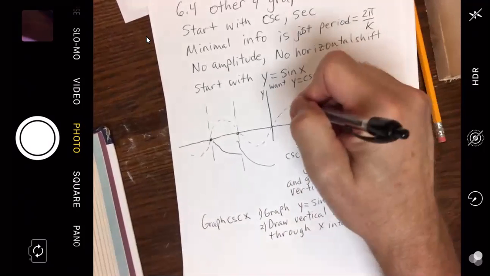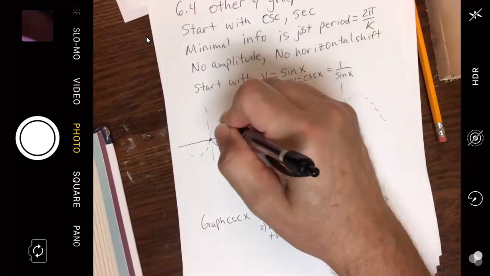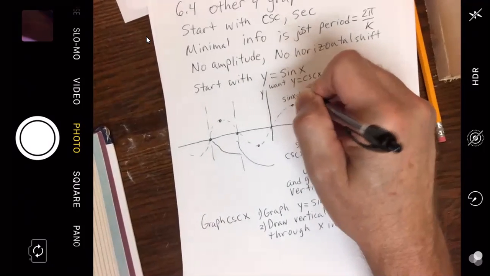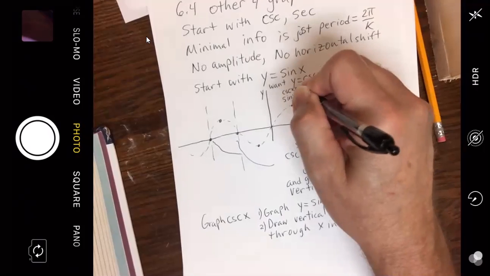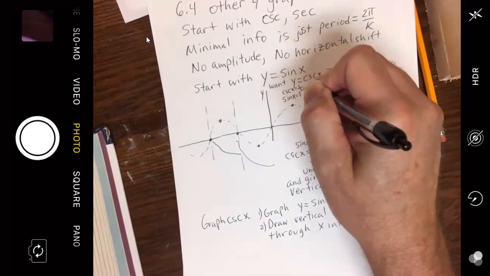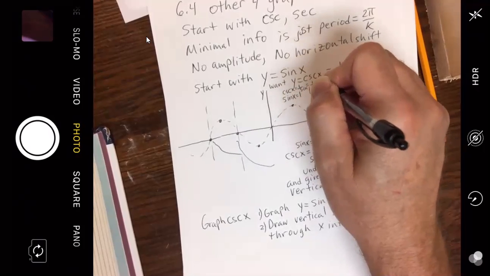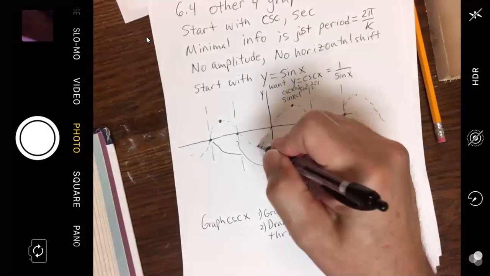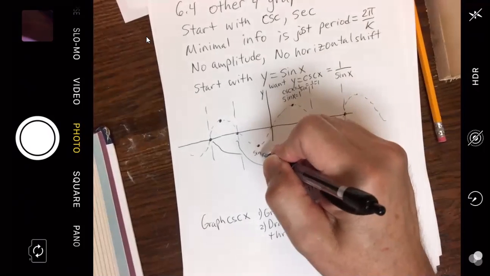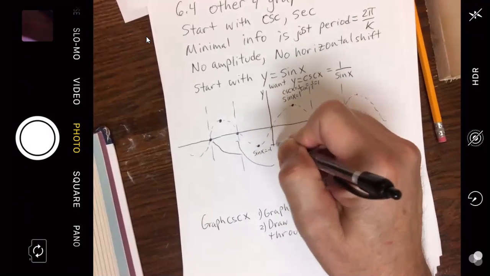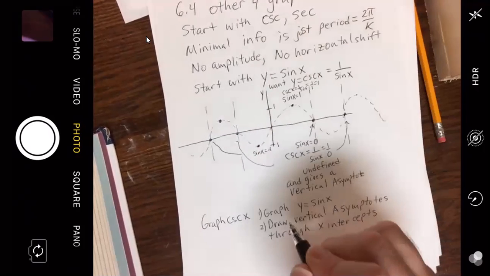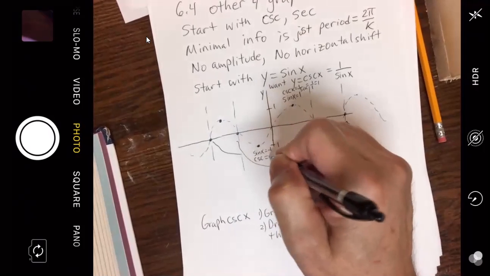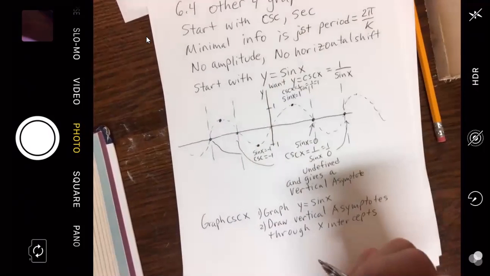Now, at peaks and dips, at the peak, sine x equals 1. Cosecant, 1 over sine, is 1 over 1, which is 1. So these peaks are identical on both curves. Down here, sine x is negative 1. You're going between -1 and 1. So your cosecant is still negative 1. Flip negative 1, you get negative 1.